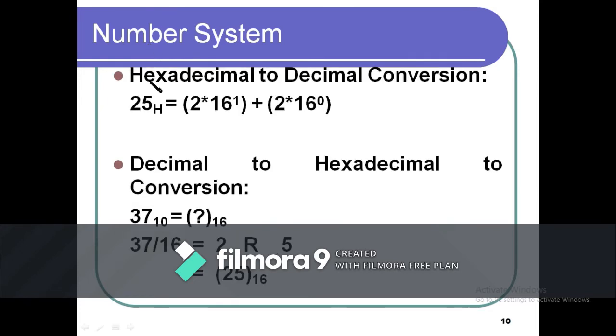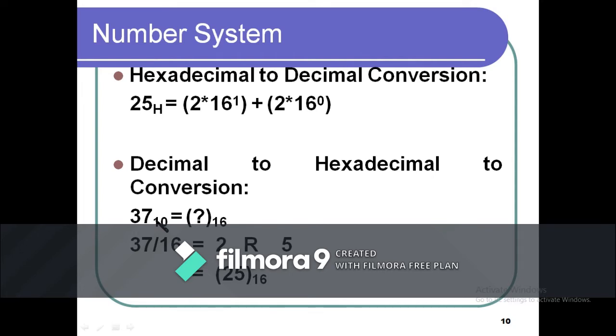Same, we take an example of hexadecimal to decimal conversion. The hexadecimal value is 25H. H, or writing base 16, means we take 2 into 16 raised to 1 plus, sorry, by mistake, here we require 5 multiplied by 16 raised to 0. We get the answer. Then you repeat the process for decimal to hexadecimal conversion.